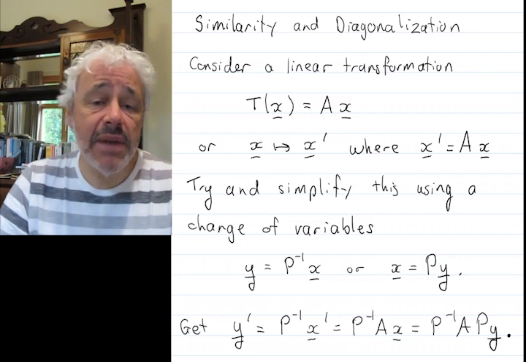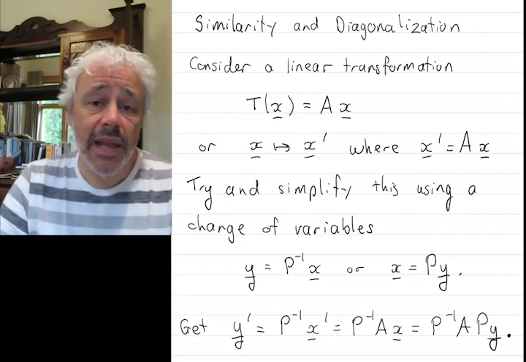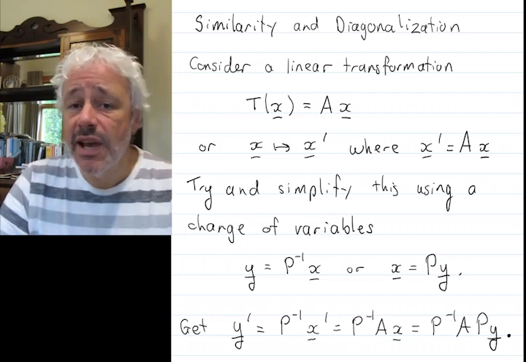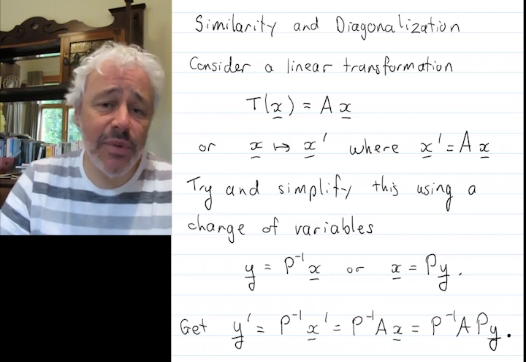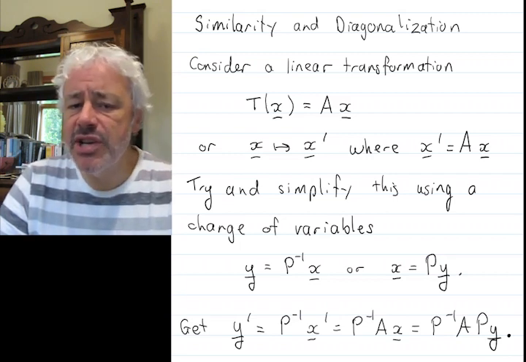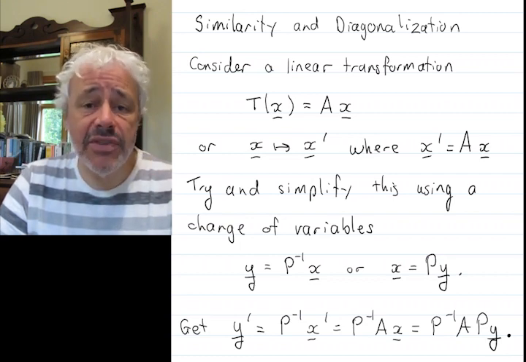That means that the matrices A and P inverse AP actually represent the same linear transformation, just written in different variables. It's very similar to a change of units in physics. If you measure a length and the length is 5, it's very important to know whether that's 5 centimeters or 5 inches or 5 kilometers. If you change the units, the numbers would change. With linear transformations, if you change the variables, here I've changed from x to y, then the matrix of the linear transformation would change.